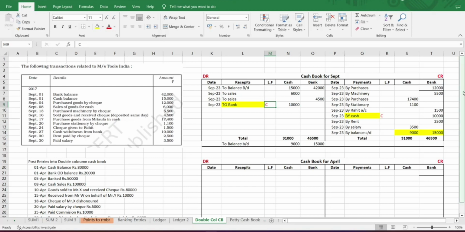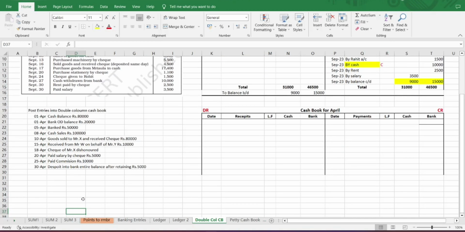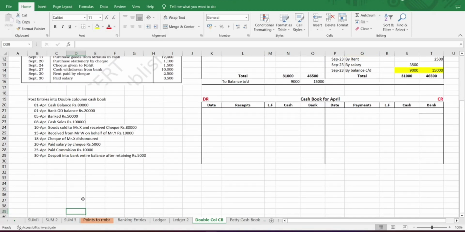Similarly, today we will be looking into another problem where we will be posting a few more transactions in our double column cash book. All these transactions are important from the examination point of view, so please pay attention and let's get started. Let's read out the transactions.